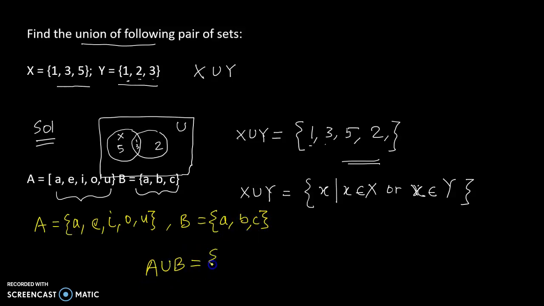Once again, I'll use the same technique. First I'll write all the elements of A, which is a, e, i, o, u. Then I'll see what are the elements in B. There is an element a in B, which is already covered. You can see it right here. There is an element b in B, which is not covered, so I'll write it. And there is an element c, which is also not covered, so I'm again going to write this particular element right here. So the union contains a, e, i, o, u, b and c. So that is A union B.